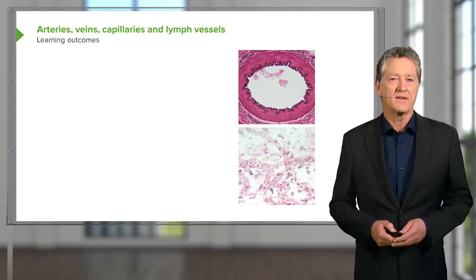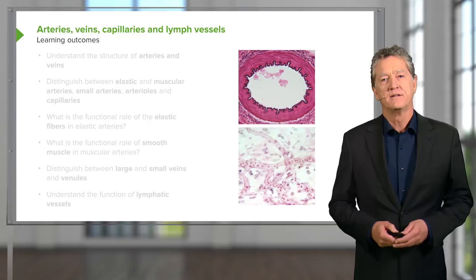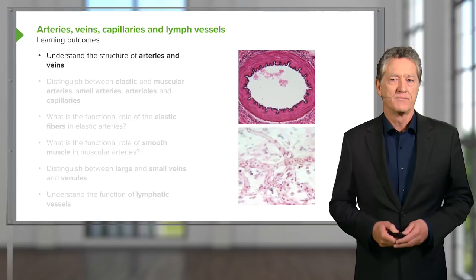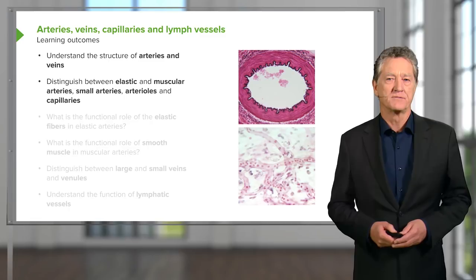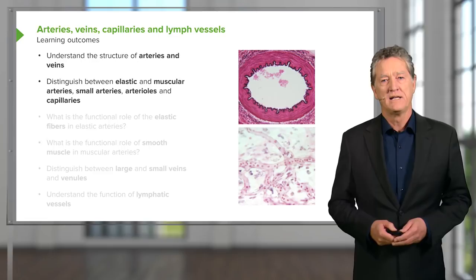Hopefully at the end of this lecture, you'll have a good understanding of how an artery is structured and how a vein is structured. It's important you distinguish between elastic arteries and muscular arteries and be able to identify the difference between small arteries, arterioles, and also capillaries.